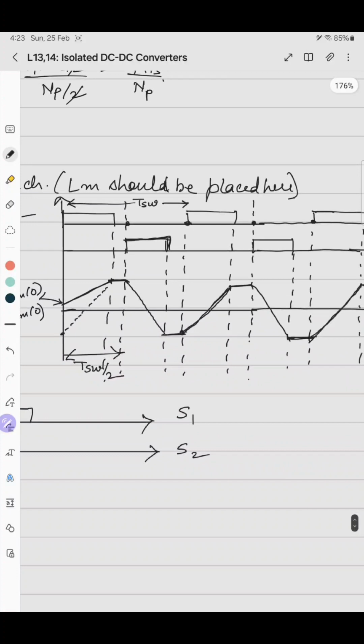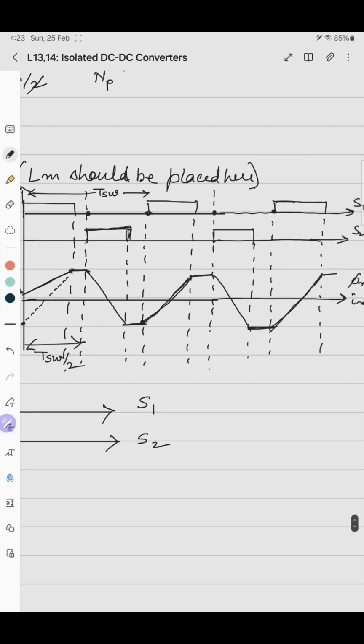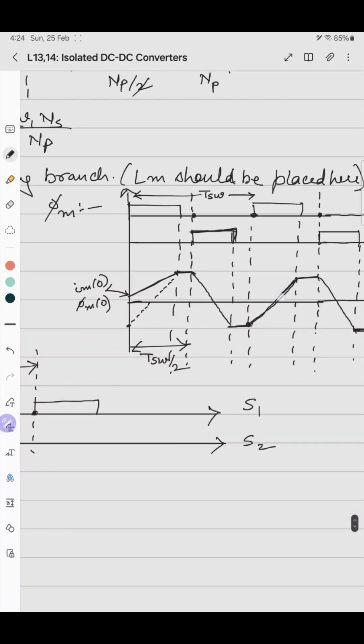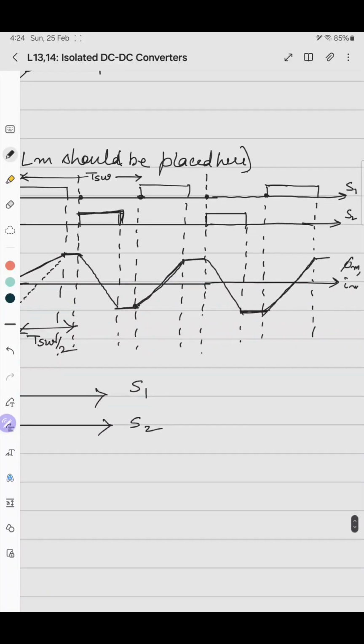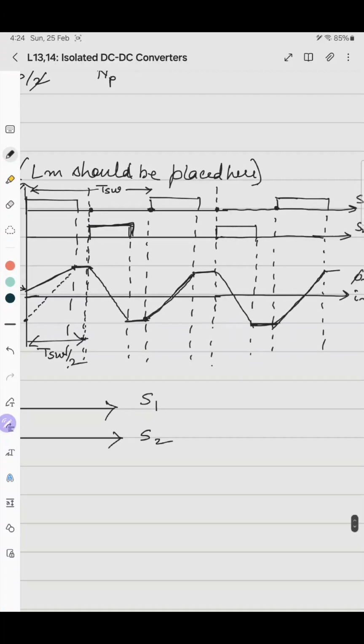So based on the nature of the symmetric waveform of Im, whatever is the rate of magnetizing the core during the turn off of one switch, it should be equal to, or symmetric across, the turning on of the other switch. That was the requirement. Based on this, we saw that the switching action of switch S2 should be delayed with respect to S1 by a time period of T switching by 2. Because after T switching by 2, if S2 turns on, then the waveform is very symmetric.